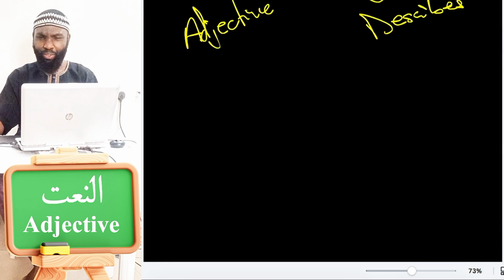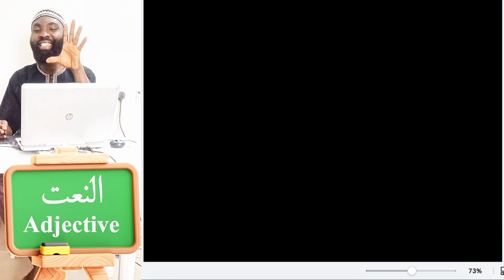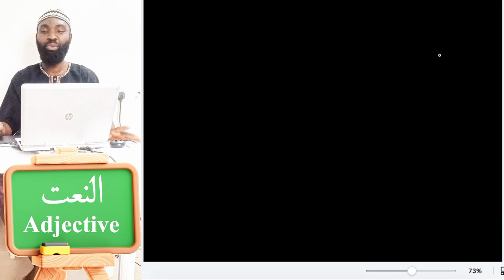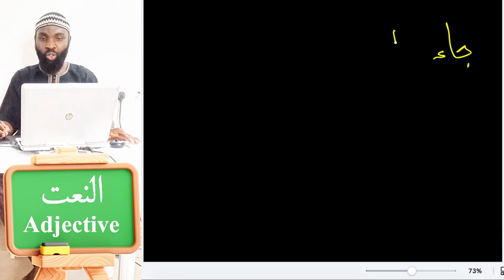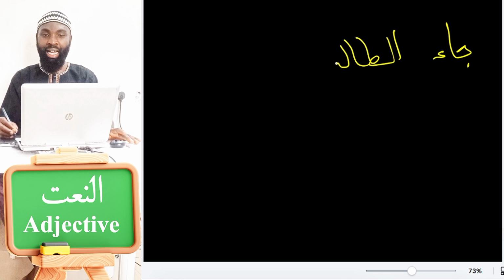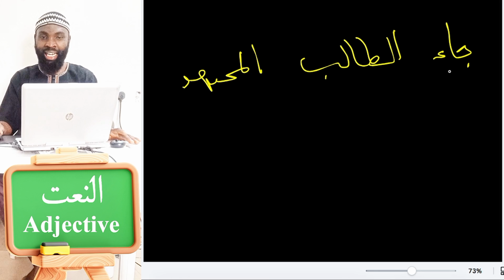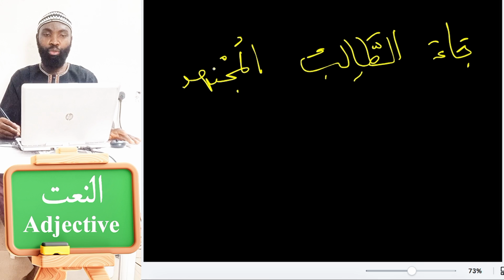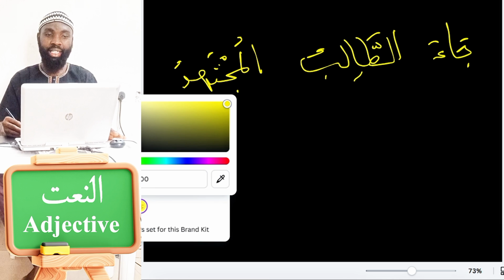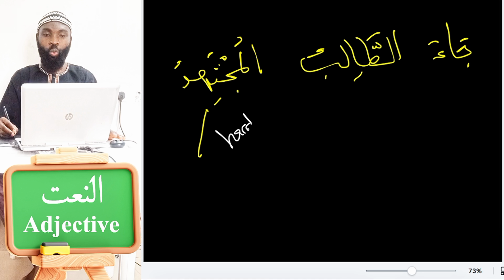In order not to waste more time, let's bring examples of adjectives in the Arabic language. Look at this sentence here. We have جاء الطالب المجتهد. Now the word al-mujtahidu means hard working. So we are saying here that the hard working student came.